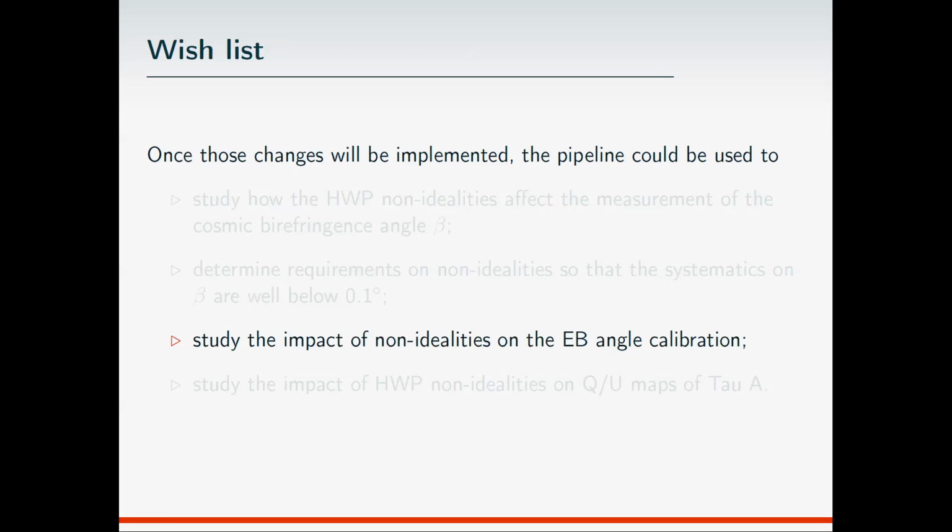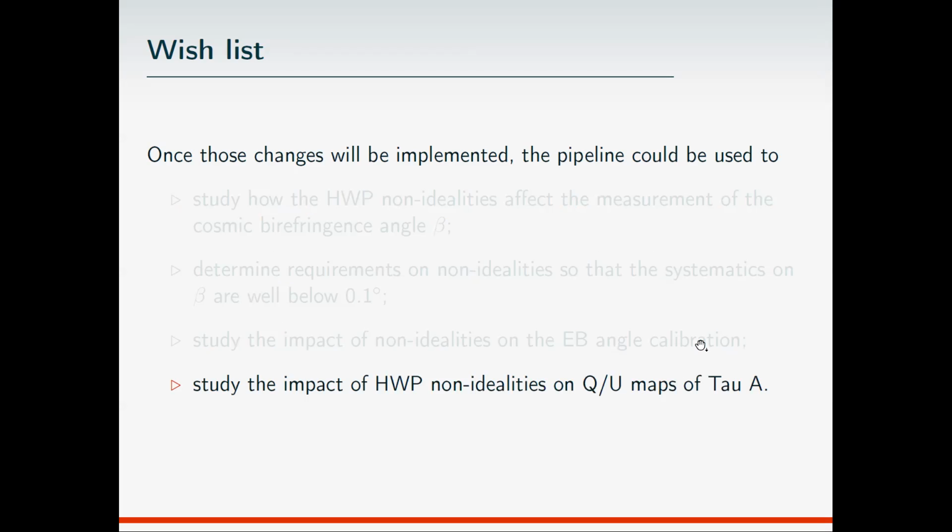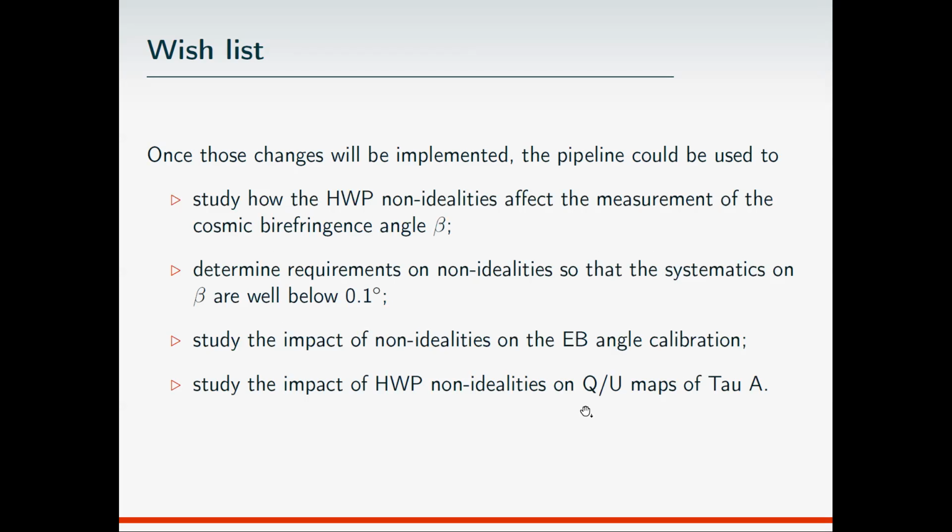And then, for instance, we could again study how the non-idealities affect the EB angle calibration and how the non-idealities affect the QU maps of tau A. So I think working with beamconv and being able to really account for the halfway plate non-idealities is going to be really necessary if we want to make some prediction for an experiment that is so precise and with so high requirement as LiteBIRD. And that's it.